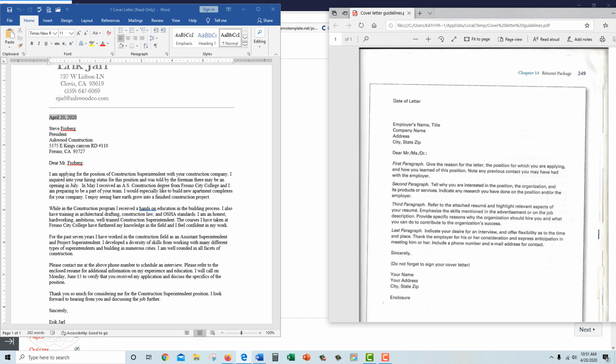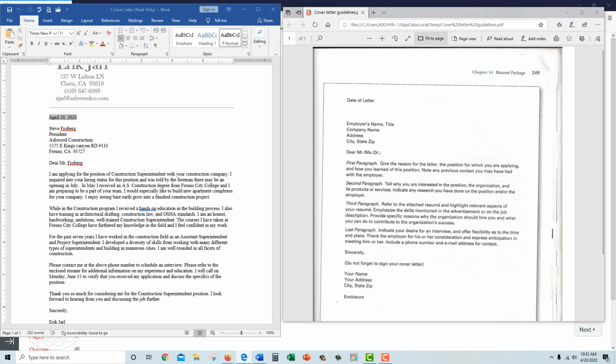Now, in your textbook, it has this page. It's towards the back of the chapter about resumes, chapter 14. And this is a design, a format for a cover page. The first paragraph should be the reason for your letter. Why are you writing this letter to them? What's the specific name of the position that you're applying for? And how did you learn about the position?